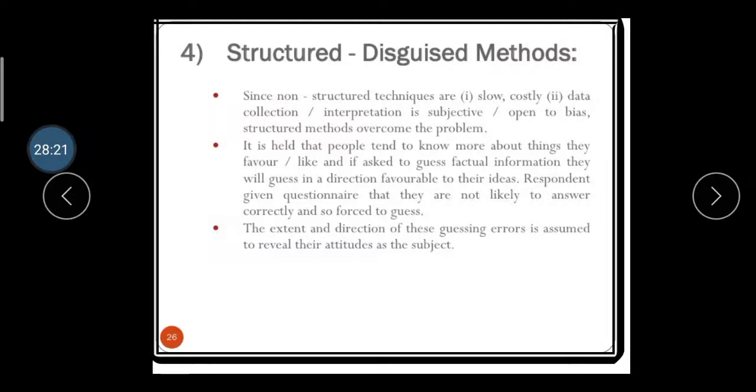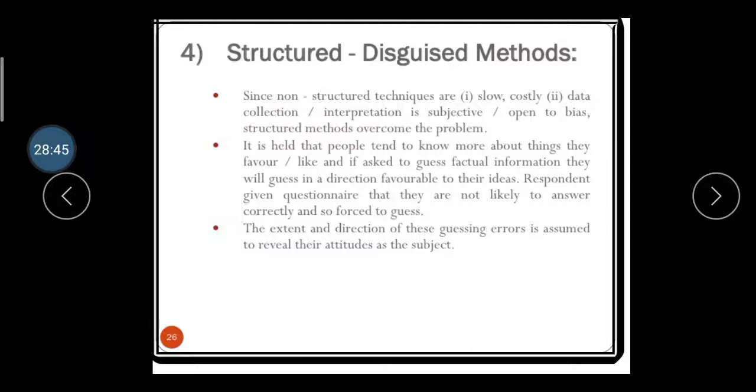Then after, structured and disguised method. Since the non-structured techniques are slow and costly, and the data collection and interpretation are subjective and open to bias, the structured method overcomes this problem. કે આ જે Thurstone scale છે, Likert scale છે, તો એમાં ઘણા સ્ટેટમેન્ટ બનાવવા પડે છે, પછી જજમેન્ટ આપવું પડે છે, એમાં બાયસનેસ ક્રિએટ થાય છે, તો એના માટે આ ડિસ્ગાઇઝ્ડ મેથડ છે.